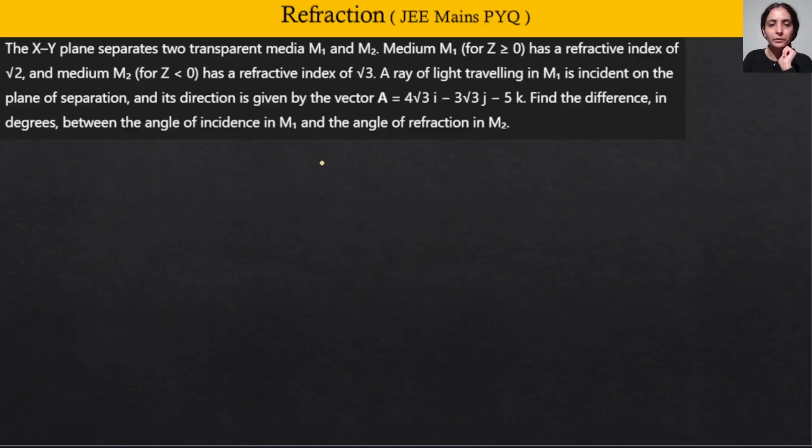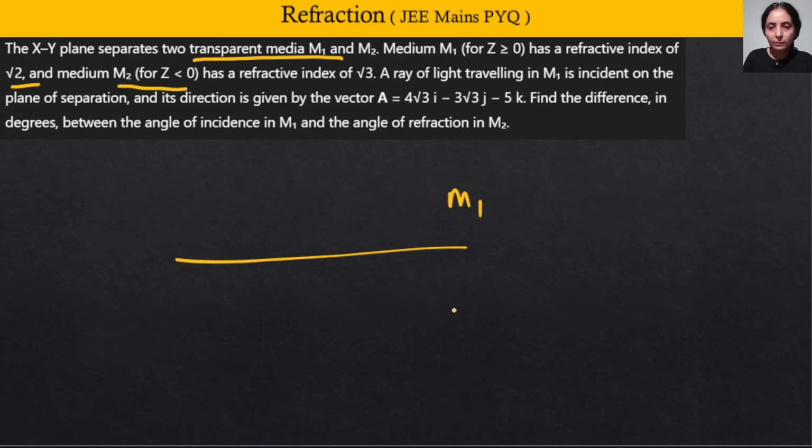Now let us talk about this question, and this is an interesting one. The XY plane separates two transparent media, M1 and M2. Medium M1 has a refractive index of root 2 and medium M2 has a refractive index of root 3. So let's say this is medium M1, this is M2. It has a refractive index of root 2, it has refractive index of root 3.